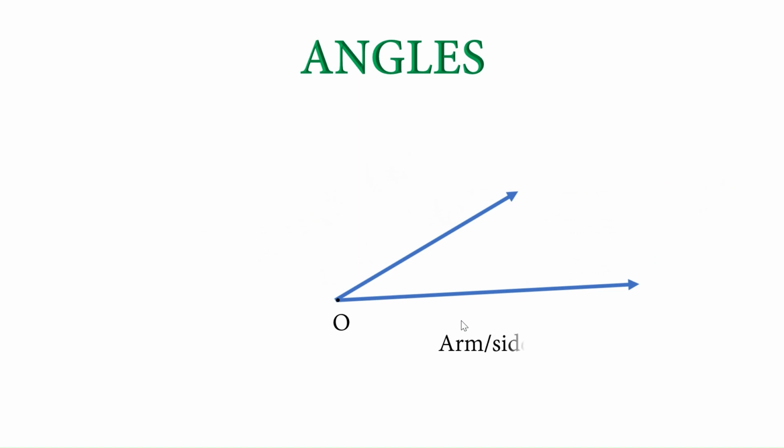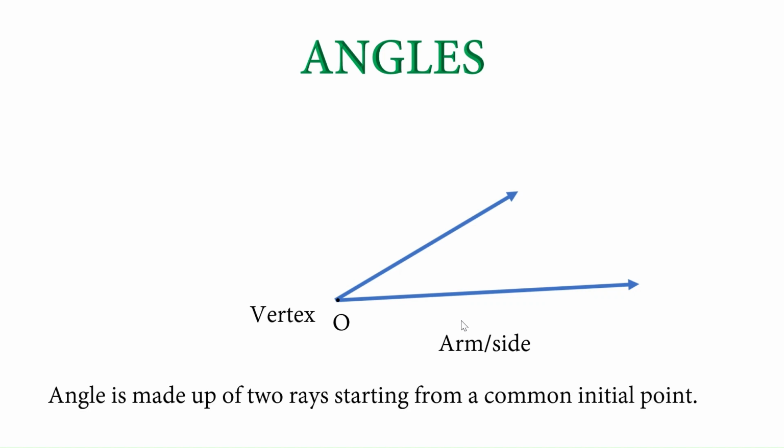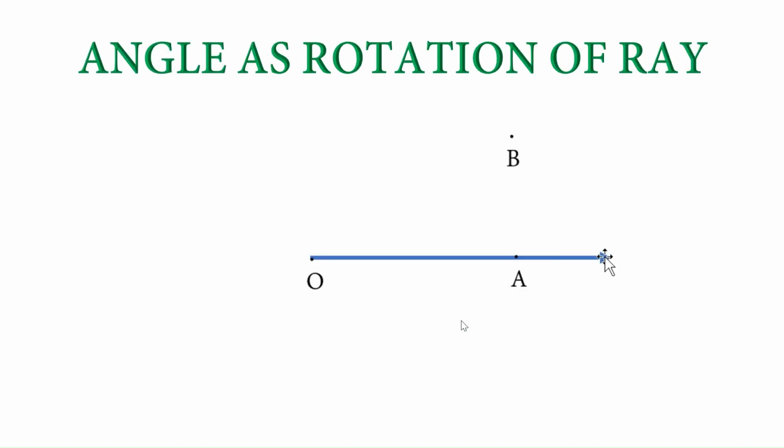Angles. In any plane, consider two rays, and if these two rays have the same initial point, let it be O, then these rays form an angle. The rays are called arms or sides of the angle, and the common point O is called the vertex of the angle. Now, an angle can be defined as being made up of two rays starting from a common initial point. An angle can also be defined as a rotation of a ray.